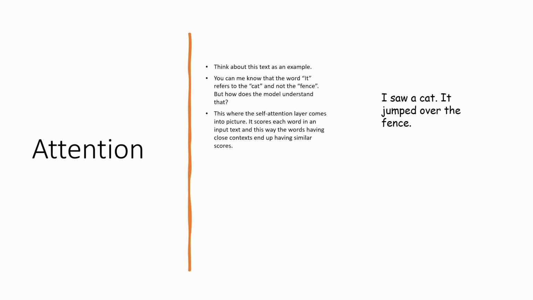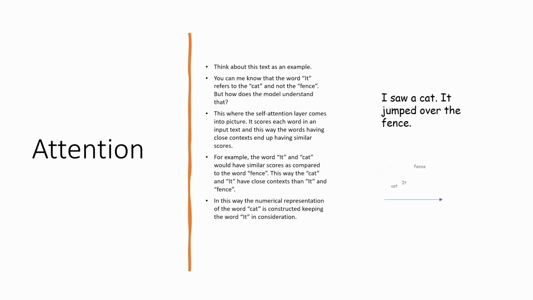This is where the self-attention layer comes into the picture because it scores each word in a text, or in the corpus of text on which the encoder is trained. So this self-attention layer scores each of the words, and it groups similar or related words together and dissimilar or unrelated words apart from each other, or further away from each other.